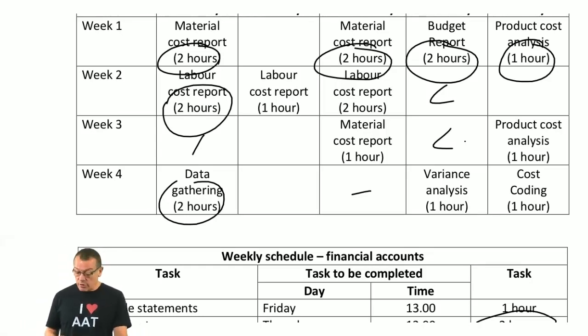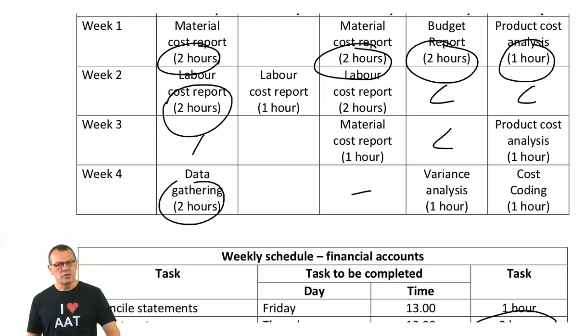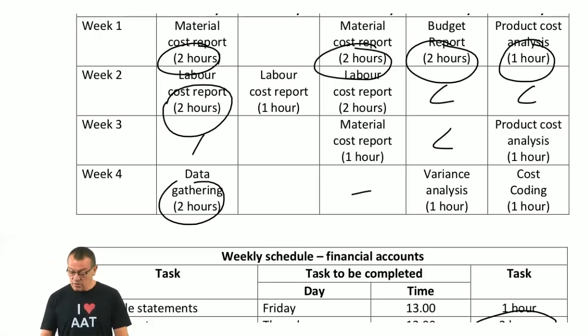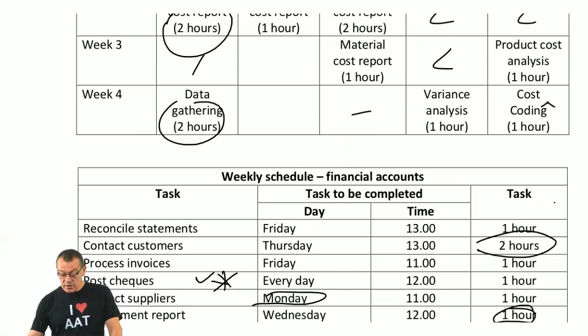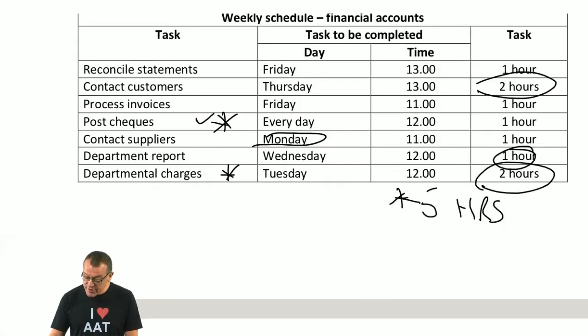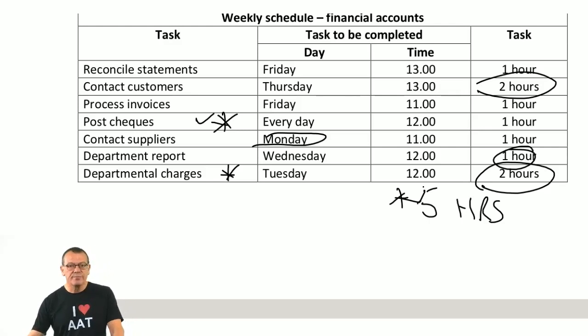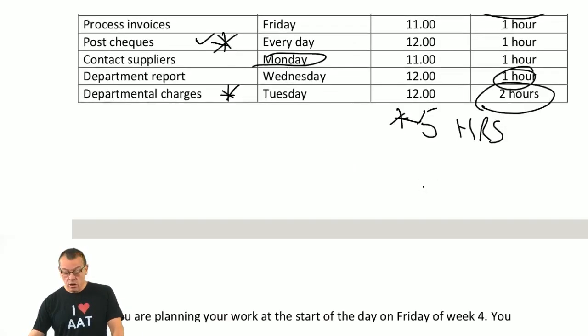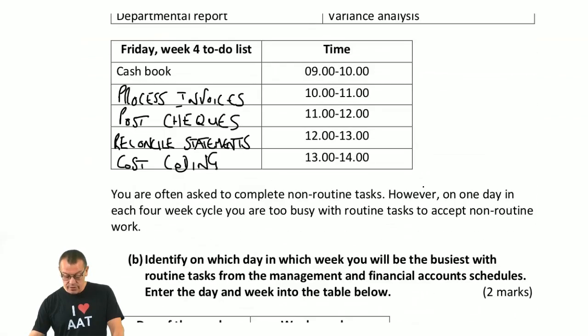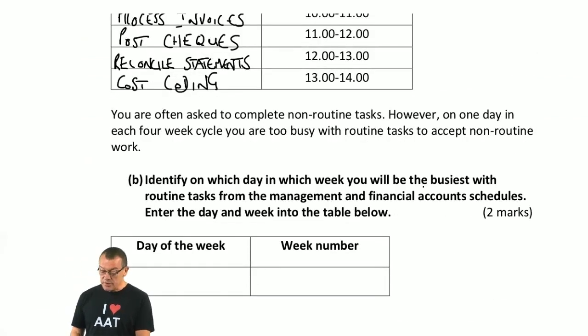Friday, what's happening here? We got 1 hour. There's nothing there, so that is going to be less. We got a product cost analysis here. That is 1 hour, so that is going to be the same as we've already calculated. And then we've got cost coding here of 1 hour. That is going to be the same that's already calculated. Oh, so looking at this, it appears that the busiest day is the 5 hours, let me just neaten that up slightly, that we looked at, and that is week 1 on the Thursday. So which day in week are we the busiest?